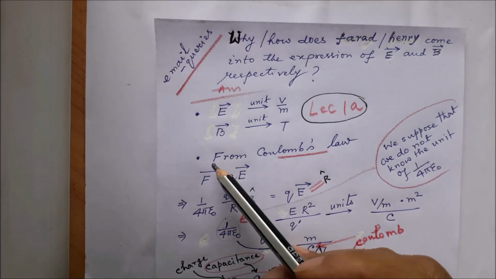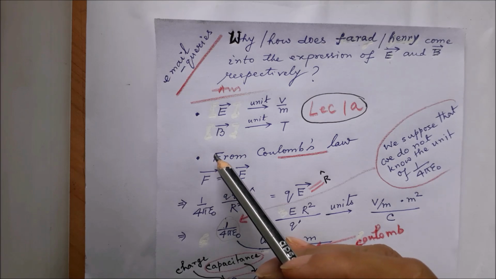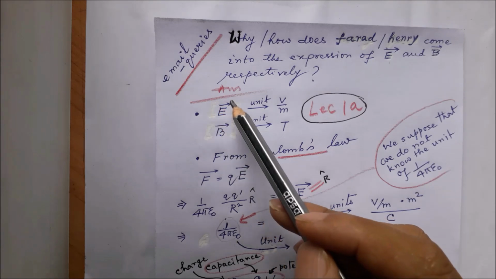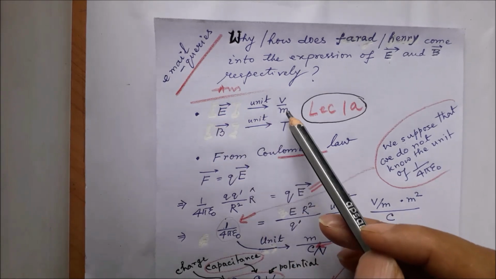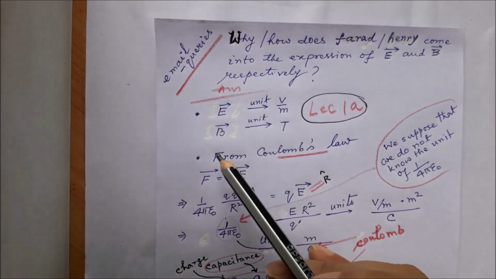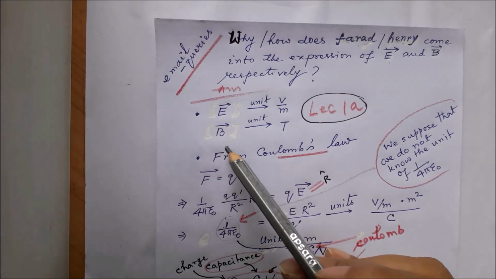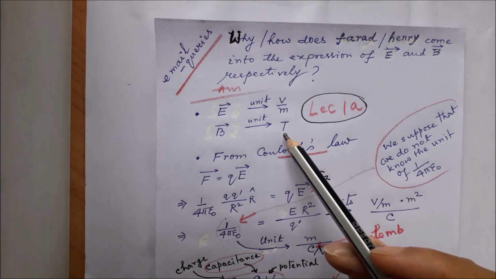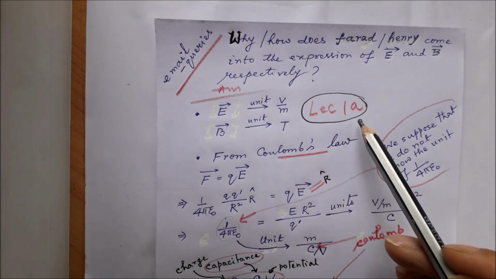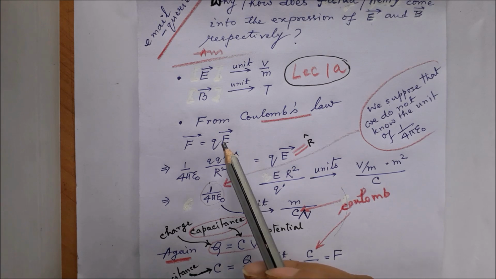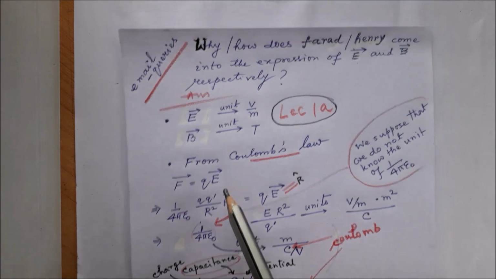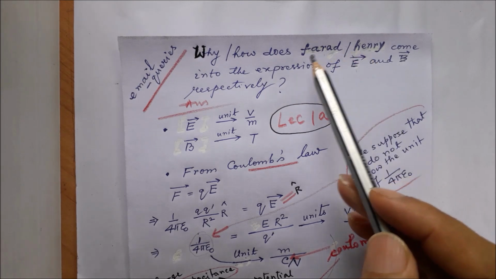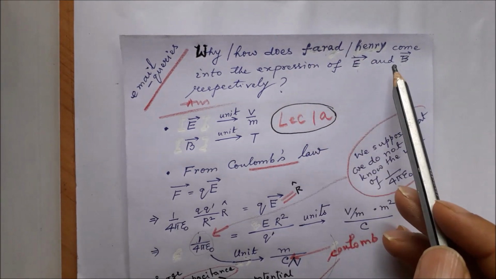At the very outset, let us mention that vector E, which is the electric field, has unit volt per meter, and vector B, which denotes magnetic induction, has unit Tesla, and this was discussed in lecture 1a. Let us now see how Farad and Henry go into the expressions of E and B.